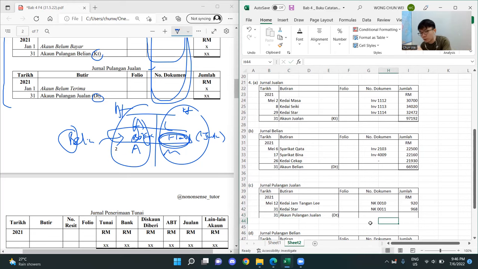That's why if you go back to your bab 2 account contra, almost to the last part of your bab 2, you see one subtopic called contra, catatan contra. So the contra of jalan is pulangan jalan. The contra of belian is pulangan belian. So it's all here. Therefore, it's the opposite. Jalan credit, your pulangan jalan debit. Okay, then, jumlahkan.